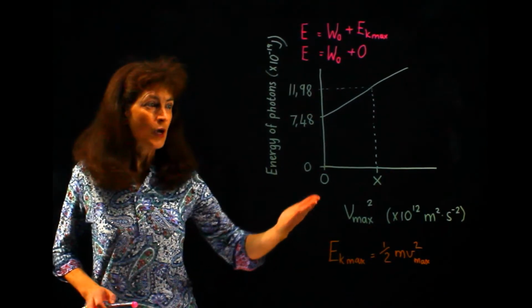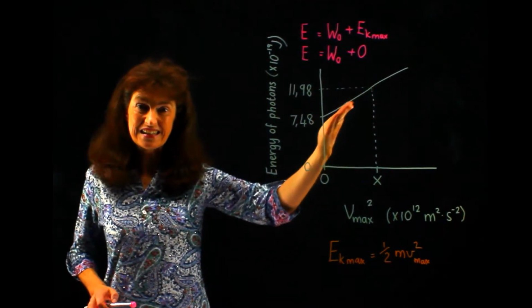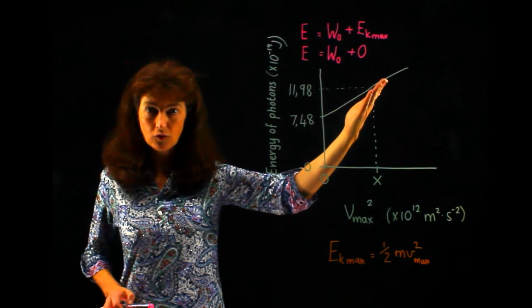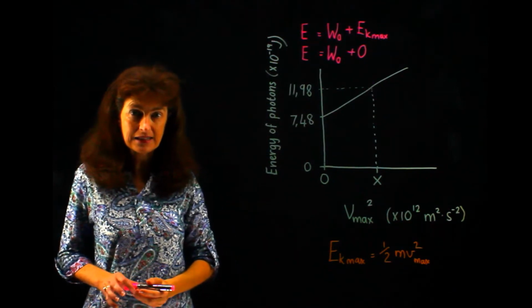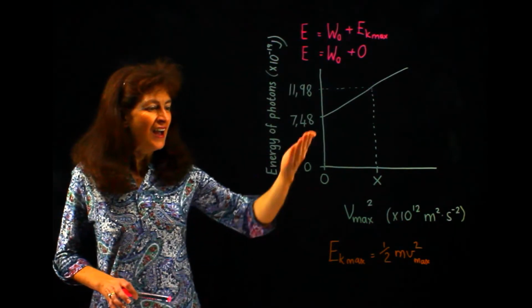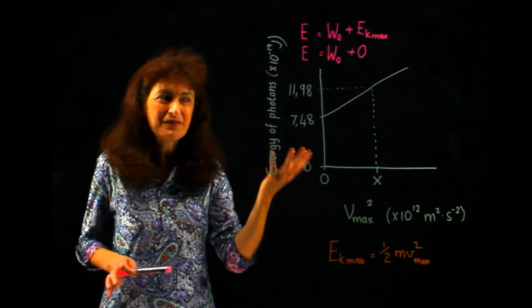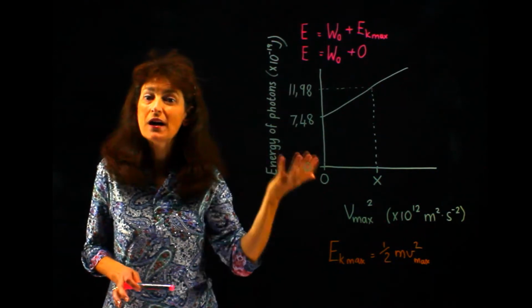Next, we're asked what physical quantity is represented by the gradient of this graph. This is extremely poorly answered in this exam. And to help us, it's really very simple. We just have to think about what gradient means.